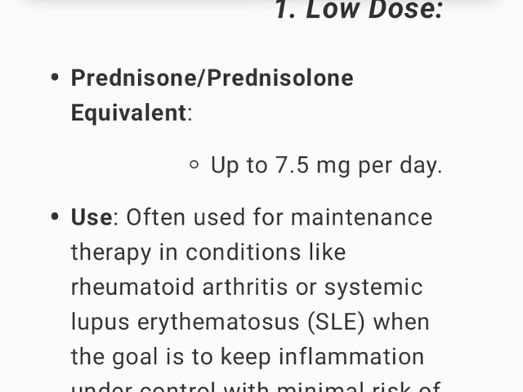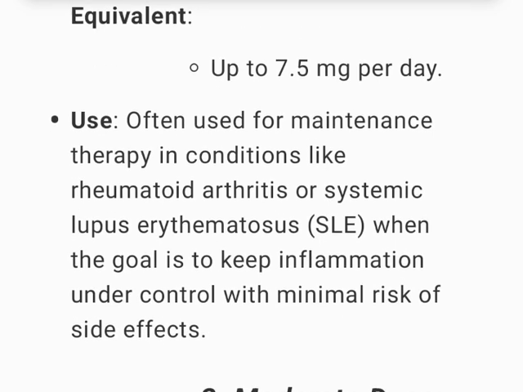1. Low dose. Prednisone/prednisolone equivalent, up to 7.5 milligrams per day. Use. Often used for maintenance therapy in conditions like rheumatoid arthritis or systemic lupus erythematosus, SLE, when the goal is to keep inflammation under control with minimal risk of side effects.